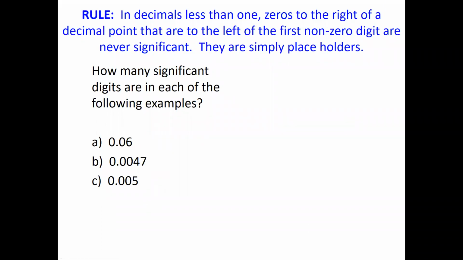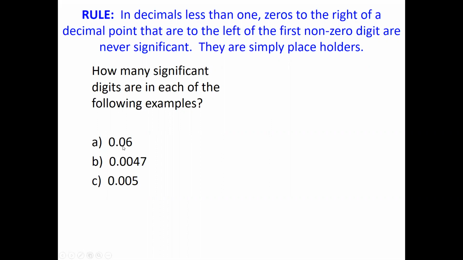All right, now we're going to look at a couple of rules when we're looking at numbers that are less than 1. And to me, these are the ones that are a little bit harder. So in decimals less than 1, zeros to the right of a decimal point, so we're talking about these zeros right here, to the right of a decimal point and to the left of the first non-zero digit are never significant. They're simply placeholders. So these zeros right here are placeholders just like they would be in math.